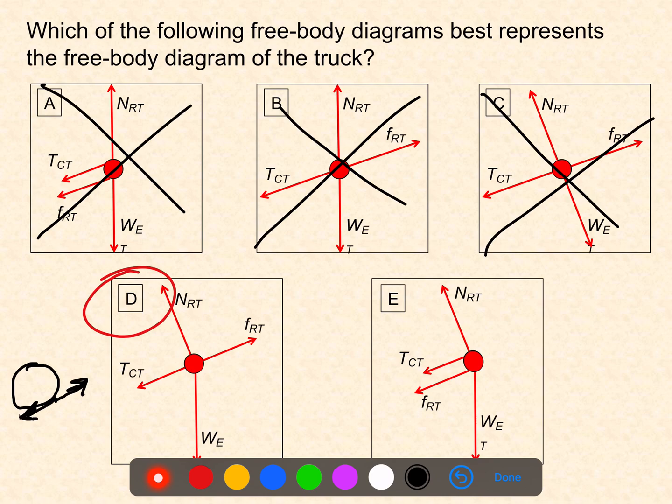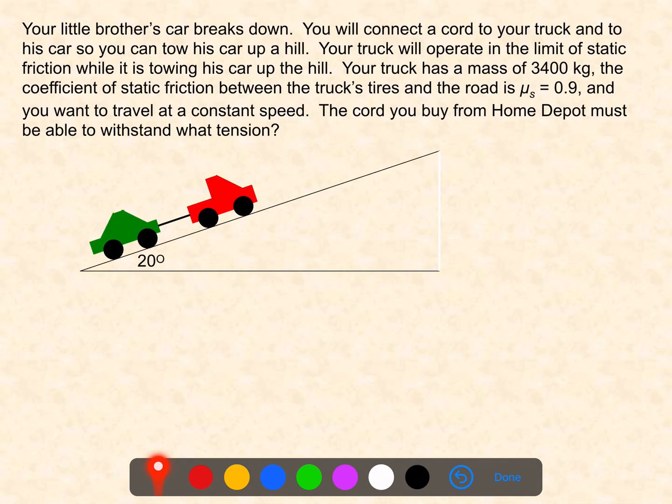I go into this a little bit more in detail, by the way, in the worked example of the truck towing a car, which is a separate video on the playlist. So you can go ahead and take a look at that if you need to wrap your mind around it a little bit longer. But there we have it. Choice D is the free body diagram that we like and that we want.